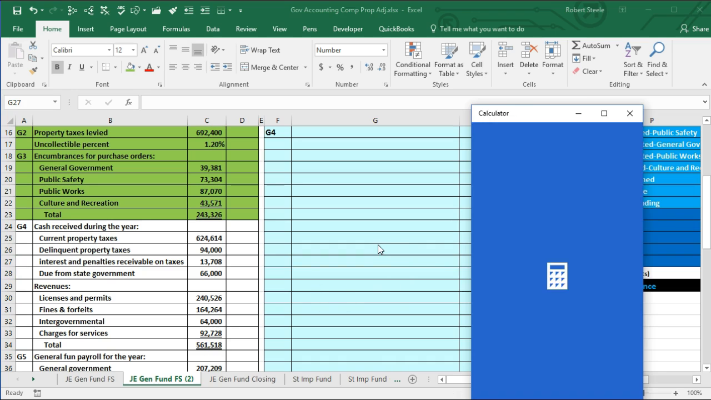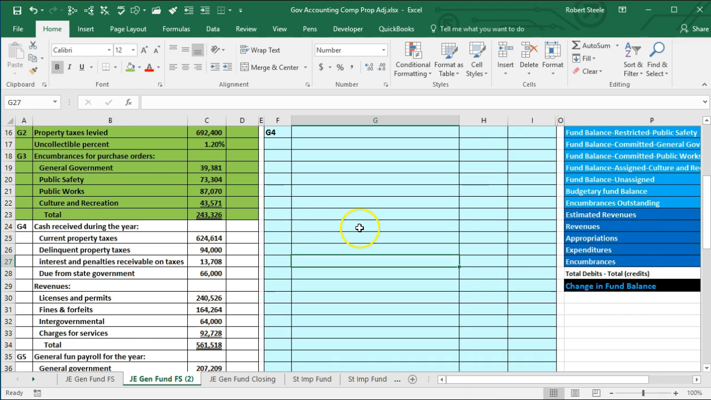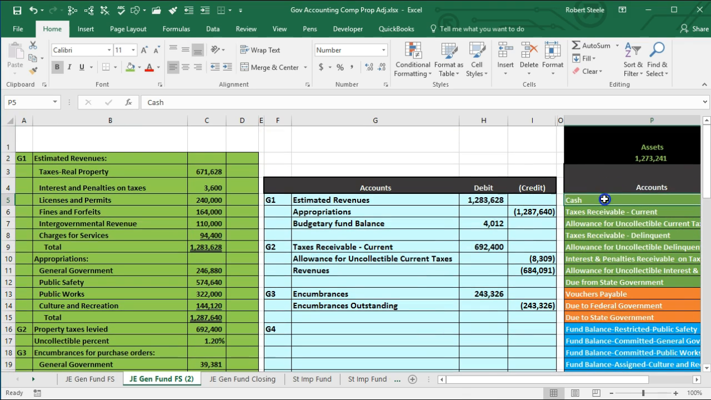So if we add these up, I'll add them up again this way. We've got 624,614 plus 94,000 plus 13,708 plus 66,000 plus 561,518. That gives us this 1,359,840. And we can record that cash as how much we're going to get in total.